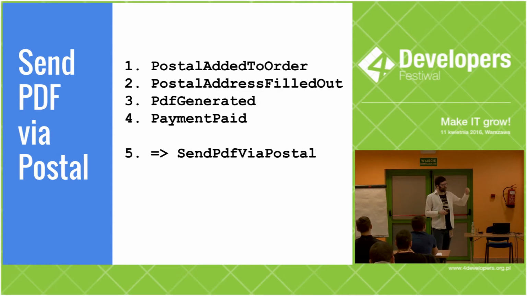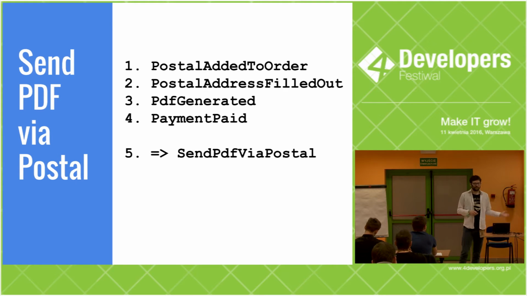So we have 4 events, very simple things, but we don't know the order. And that's where Sagas are great. They can handle even the order which is random at times. So when those 4 things happened, we want to send the PDF via postal adapter, via postal service, so that they print the tickets and ship them. So this is where we are right now.